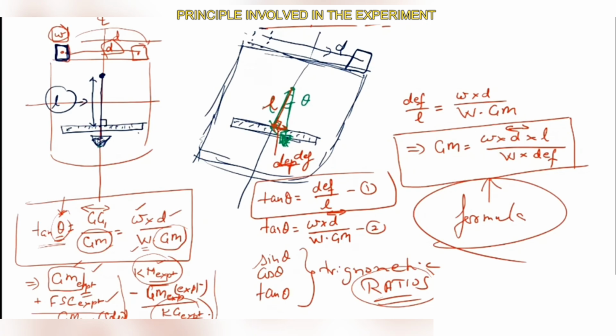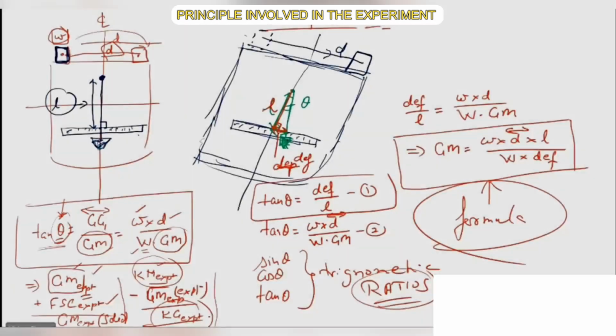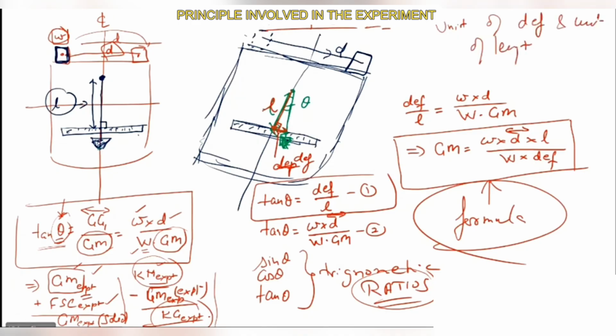Now, what is important is that when you take this ratio, the unit of deflection and the unit of length should be the same. Why? Because if their units are different, then they are not like things, they become unlike, because one you express in meters, the other in centimeters or millimeters, then you cannot compare them. In different units, how can the comparison be done? Do you agree with me, guys? This is something you have to take care of when a numerical is being solved.